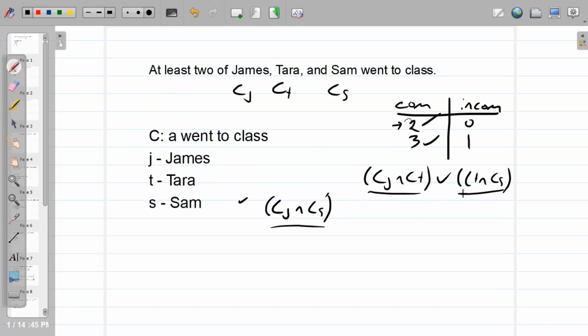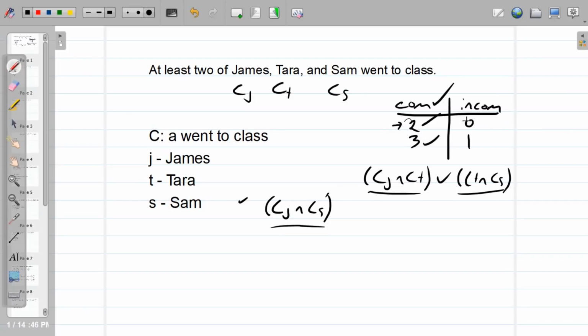Okay. Now that captures the cases where James and Sam, James and Tara, or Tara and Sam went to class. Those are all the possible scenarios where two of them went to class, and that also gives us where all three of them did. Does this also rule out the cases that we wanted to rule out? That's the second test you have to ask yourself. We've got the cases that are compatible. Did we also capture the cases that are incompatible?